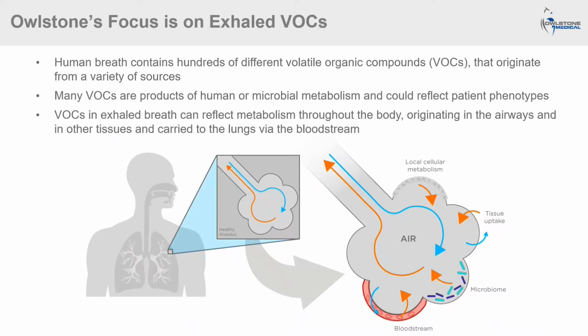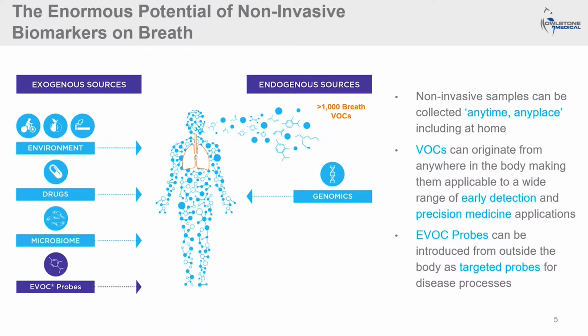VOCs that we measure are not just coming from the lungs and the airways. They can also come from other organs and tissues in the body, carried by the blood through the alveoli and then into the airways and onto the breath for detection. So the technology is not just limited to respiratory diseases, but can be applied to a wide range of other diseases affecting other organs in the body.